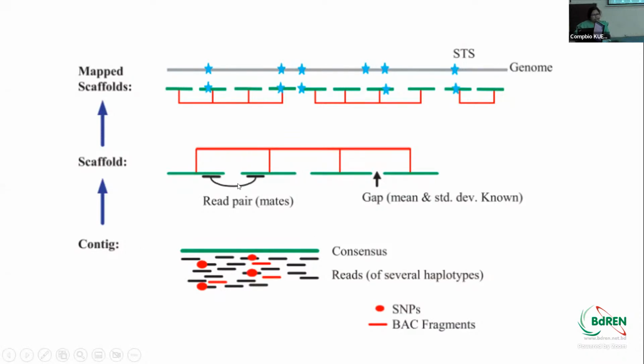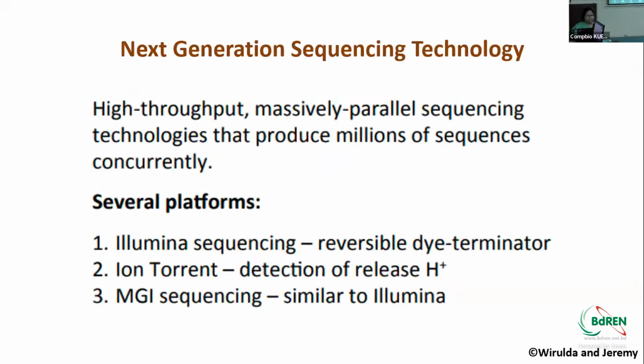Then we need to fill up the gaps here, and we can make a scaffold, right? So I think you are all familiar with these terms, but maybe someone does not know, so I am repeating. So contig, scaffold, and then we can map the scaffolds for assembling the chromosome level genome.